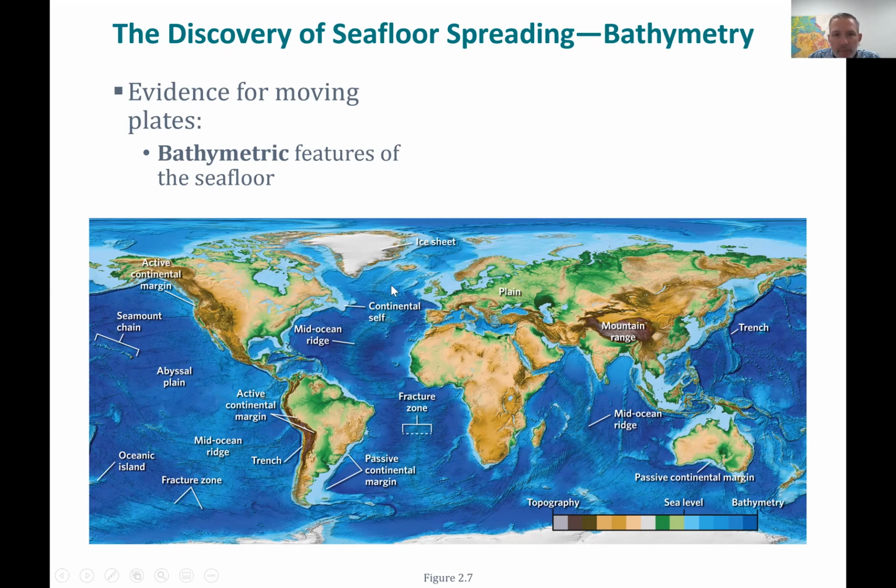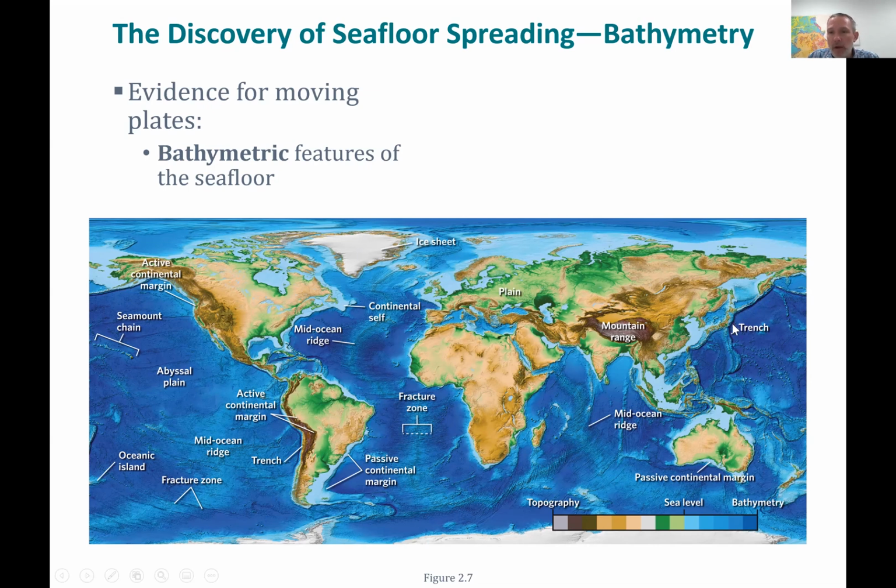We have this mid-ocean ridge system, and you can see this mid-ocean ridge extends, splits apart, and goes across through all the oceans. So plate tectonics would have to explain these ridge systems.